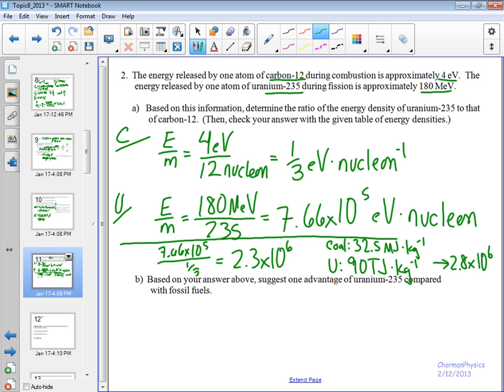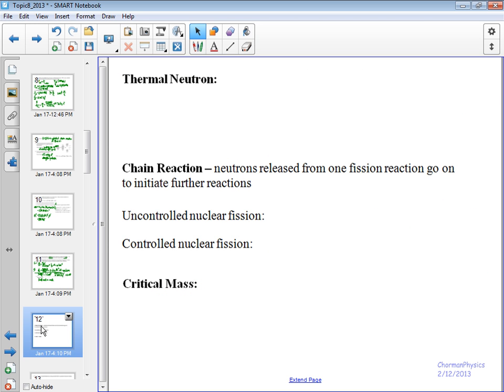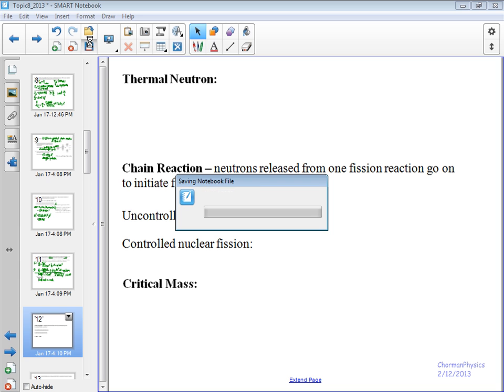So what does this suggest then about uranium compared to fossil fuels? Well, obviously, you don't need as much to do the same amount of work. So in other words, you need 3 million times less uranium than you need coal in order to generate the same amount of electricity, which is an astounding figure.